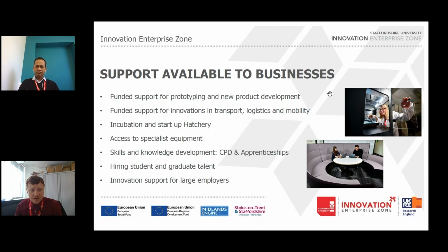We've also got access to hiring student and graduate talent. So if you want to bring in a graduate, a placement student, or even a current student on a part-time job on an intern basis, you can get access to that through our Unitemps offering.